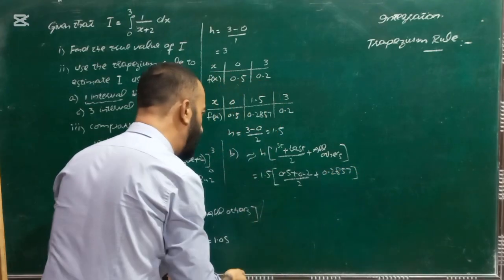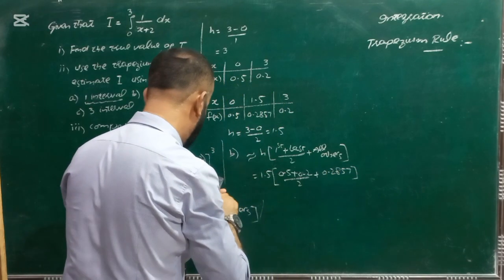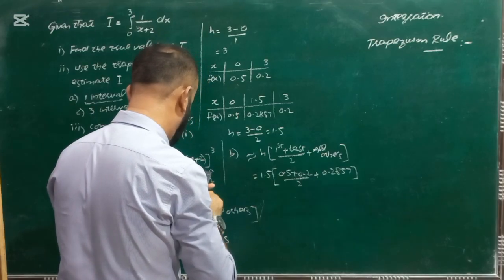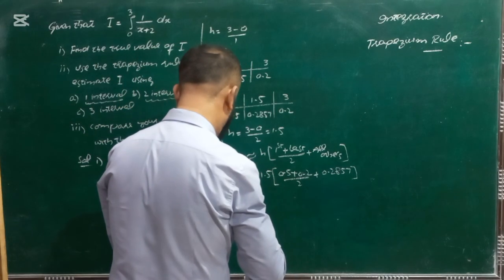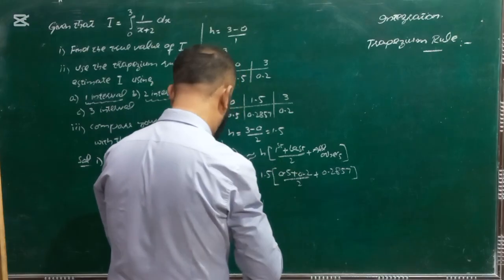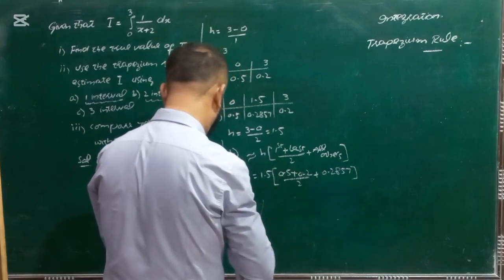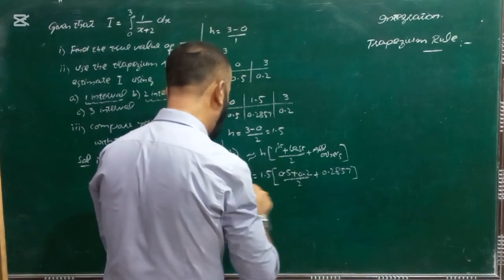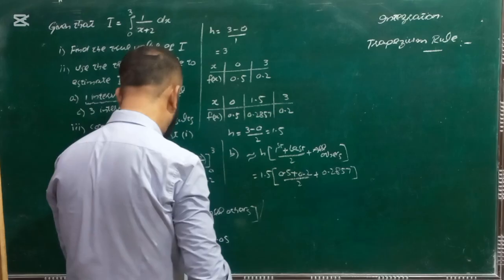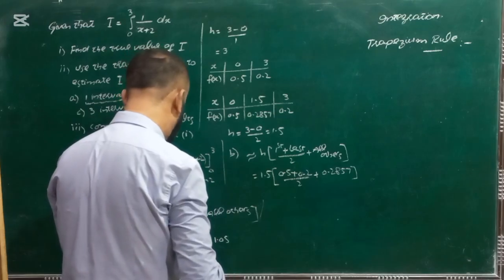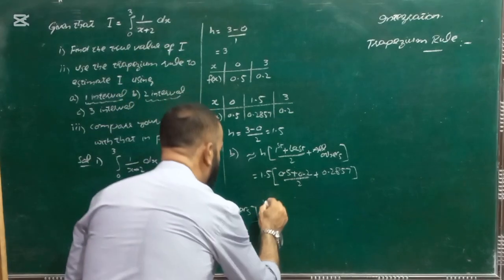So solve it on the calculator. 0.7 over 2 plus 0.2857, multiplied by 1.5. Answer is 0.959536.